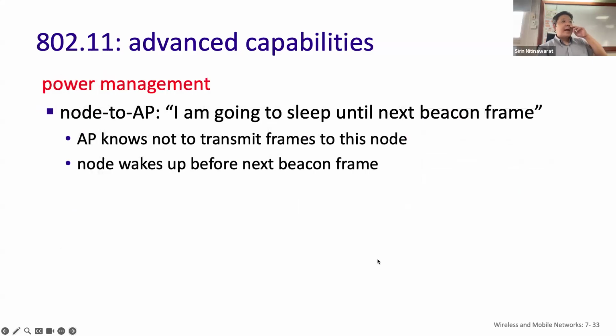Okay, another additional important capability is there for the Wi-Fi devices to save some battery, right? This is related to power management. Okay. So basically, this is a mechanism that will allow devices to go to sleep whenever they can, right?